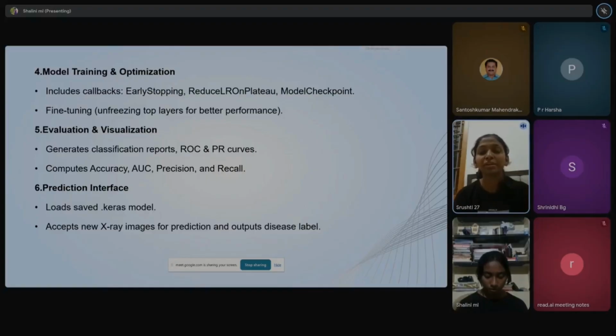Here we can detect the accurate precision of the patients. And the prediction interface includes loading saved Keras models, accepts a new X-ray image for the prediction, and outputs the disease label.